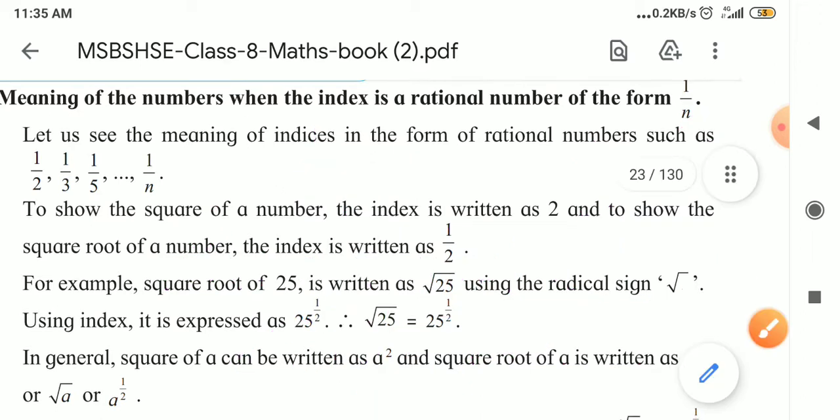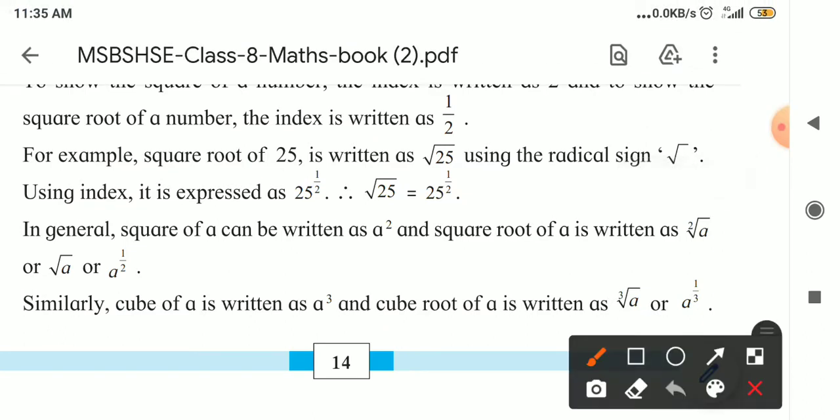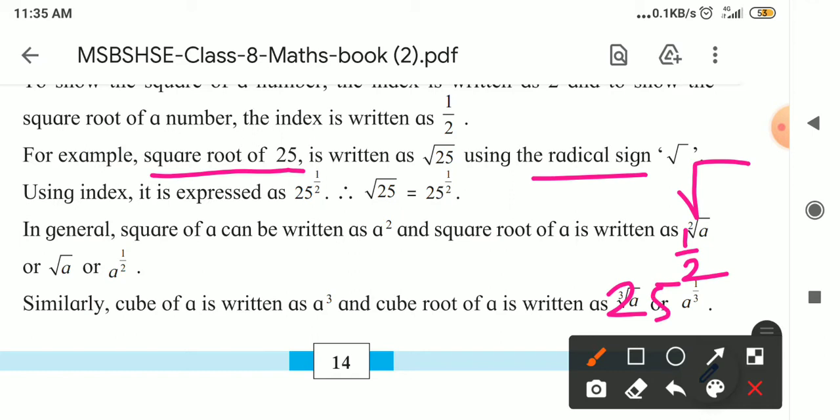So here it is given that to show the square of a number, we write 2 as a power, and if you want to show the square root of a number, you can write the power as 1 upon 2. The example is given, the same one I just explained. The square root of 25 is written as under root 25 using a sign. This sign is called a radical sign. And that sign we can write in the 1 upon 2 form also, in the index. Suppose 25 raised to 1 upon 2, or 36 raised to 1 upon 2. In this way we can write the square root.